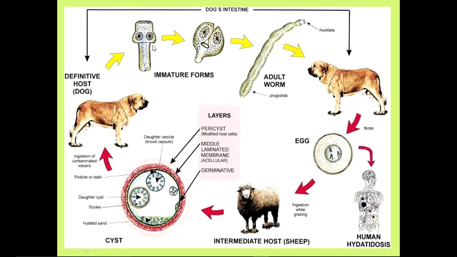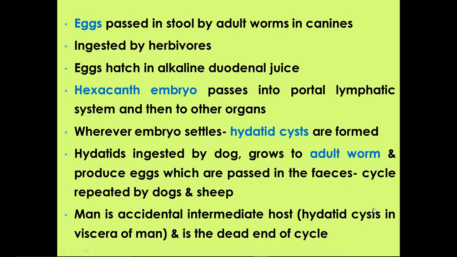Now these hydrated cysts can grow to adult worm, and again they can produce ova, which are passed in feces, and the cycle would be repeated between herbivores and carnivores. And again, I'm repeating this, that the humans are the accidental dead end hosts. Okay, so this is the text version.